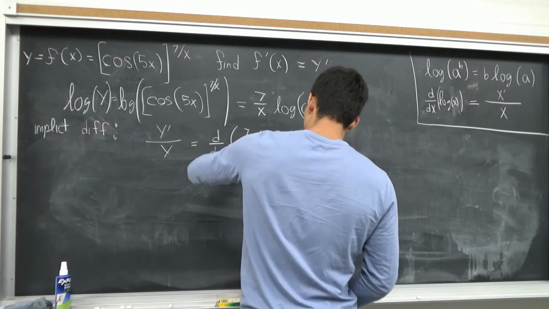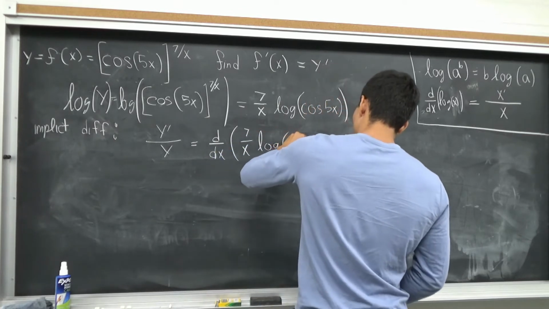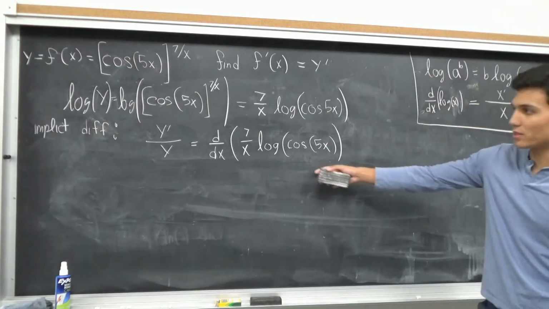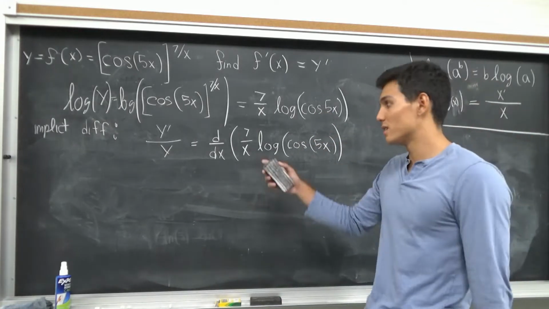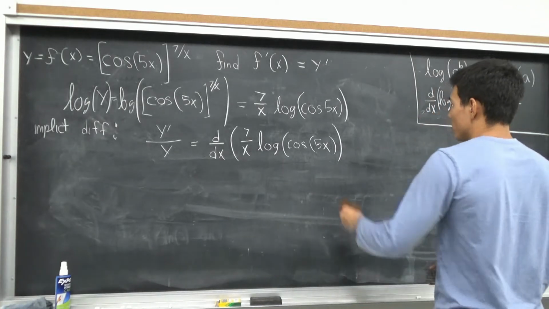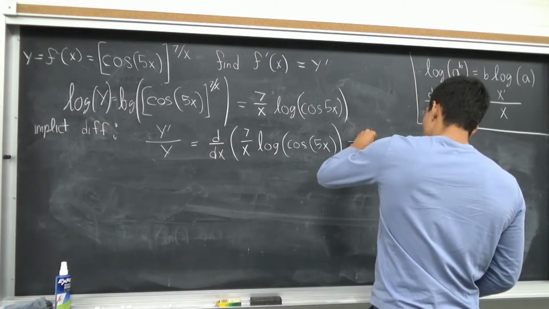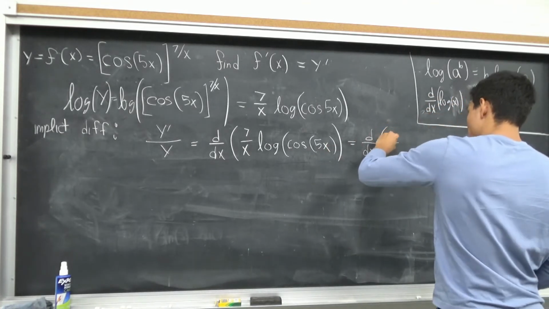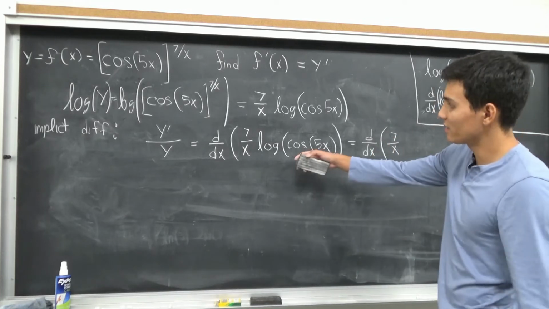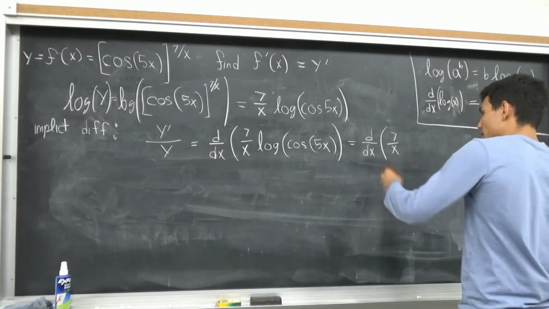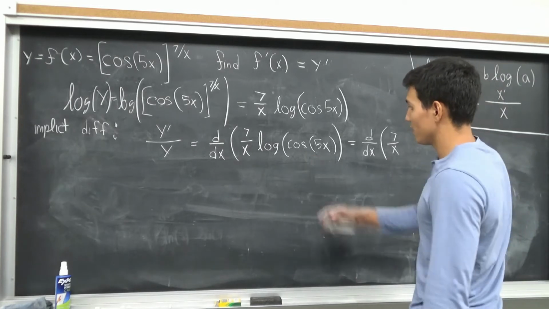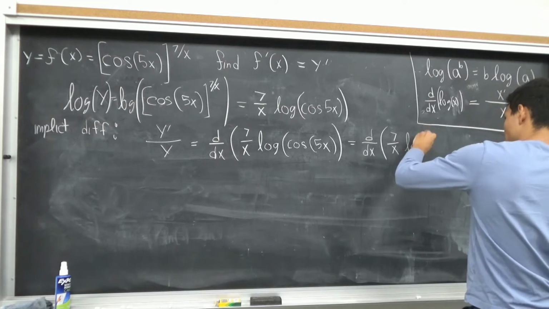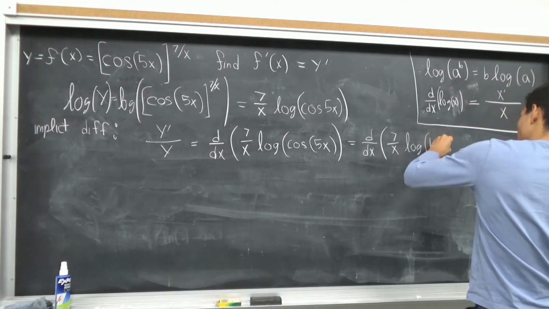7 over x log cosine 5x. And this guy we're going to focus on right now because this is going to be explicitly long. It's going to take a while. But we can make it easier by calling it different names. So we call d dx of, okay, we'll keep the 7 over x out by itself, 7 over x, and then this log, we'll call this log of h of x.